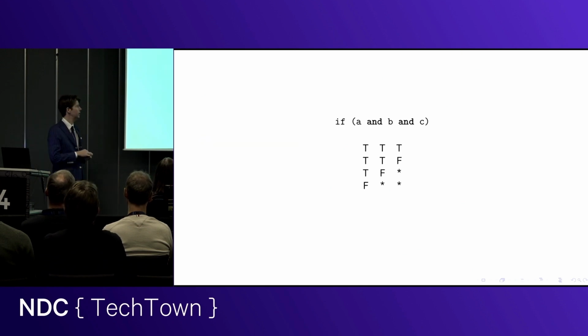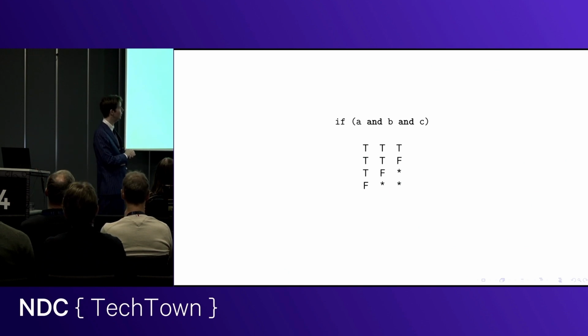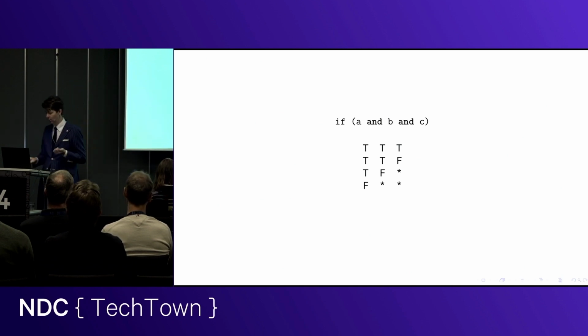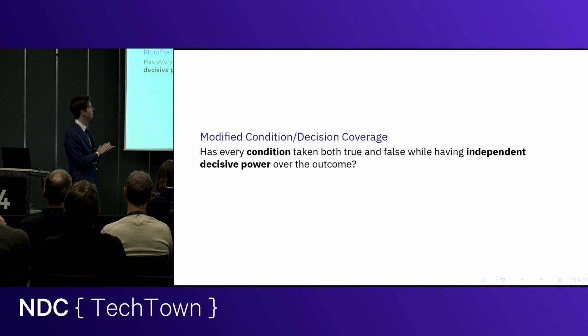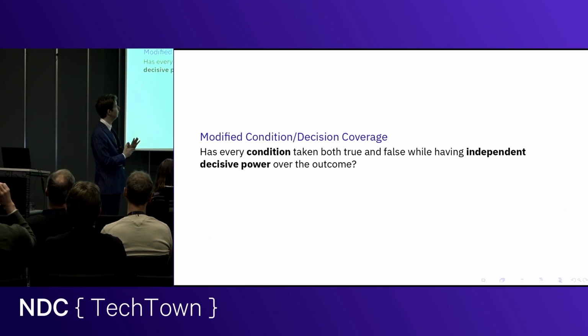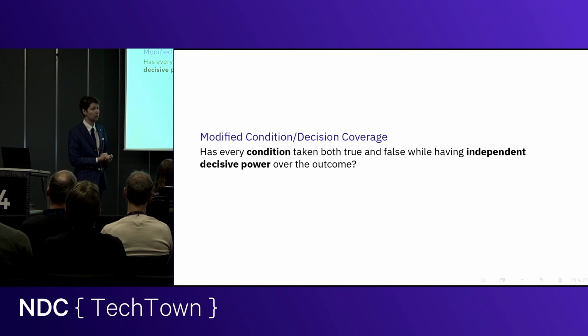An example of that is the expression A and B and C, right? So in this case, you have to evaluate C to true and false. And by extension, in order to even evaluate it in the short-circuiting semantics, you need to evaluate A and B to true. And then finally, well, I mean, we've all done that, right? The odd one here is modified condition decision coverage, which asks the question, has every condition taken on both true and false while having independent decisive power over the outcome?